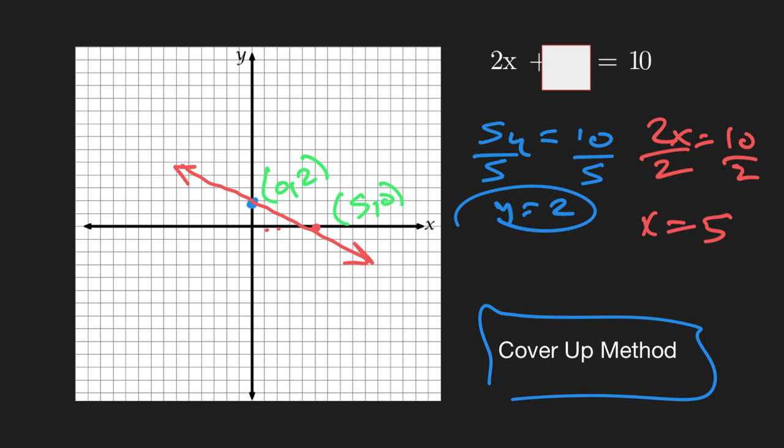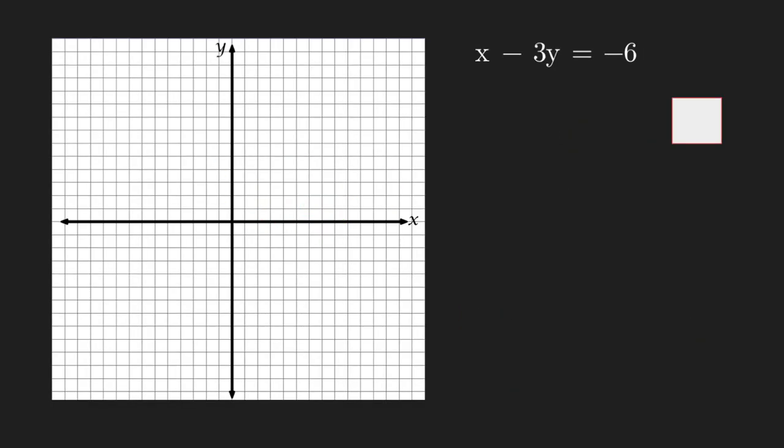Okay? And like I said, this is the one good thing about standard form. It's in a great setup to use x and y intercepts. All right? Okay, so let's do another one. X minus 3y equals negative 6. We've got an equation that's in standard form. And guys, it doesn't matter which one you find first, okay? I'm going to cover up my negative 3y term. Let's find x first, say.